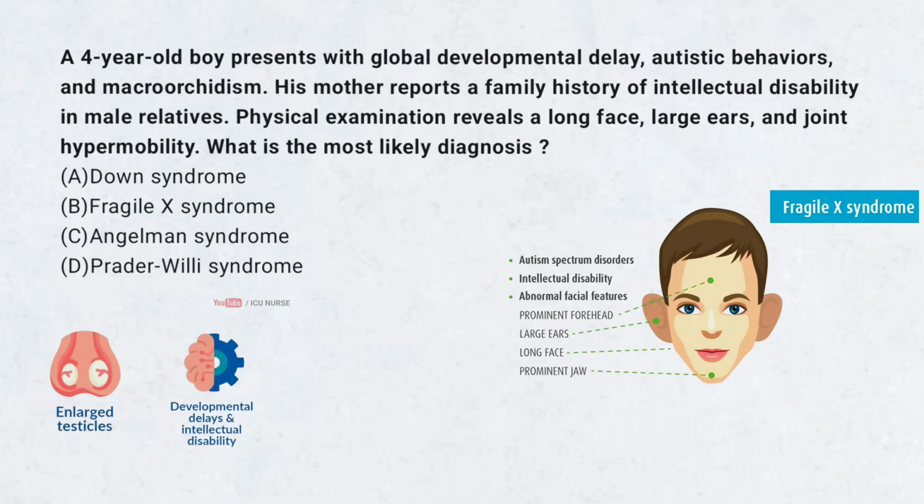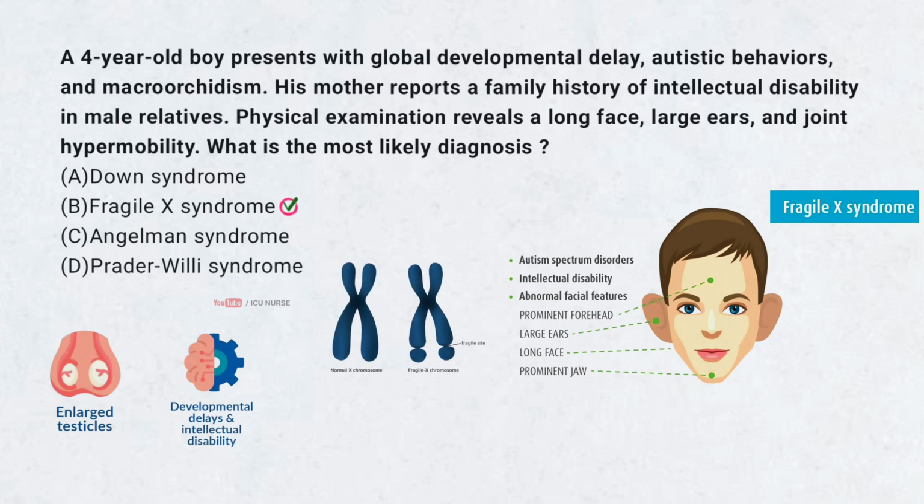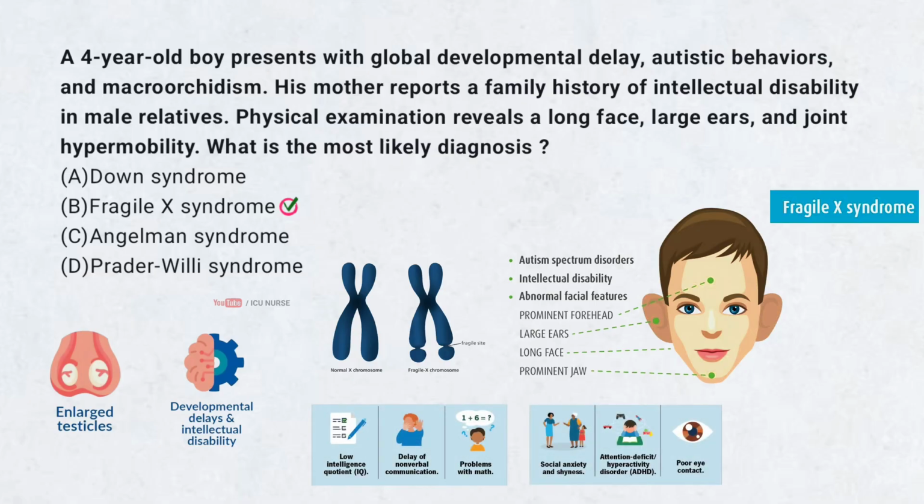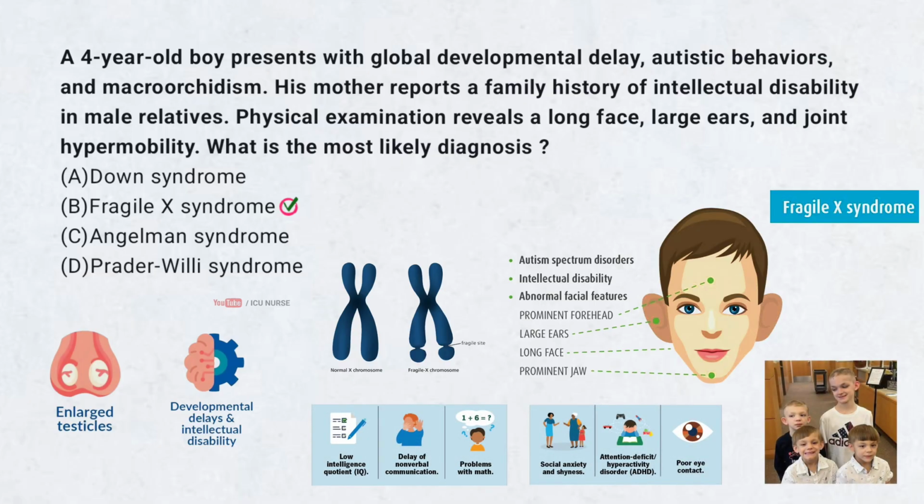A. Down syndrome, B. Fragile X syndrome, C. Angelman syndrome, D. Prader-Willi syndrome. Correct answer B. Fragile X syndrome. Fragile X syndrome is a genetic condition that causes learning difficulties and behavioral challenges. Boys are usually more affected than girls.